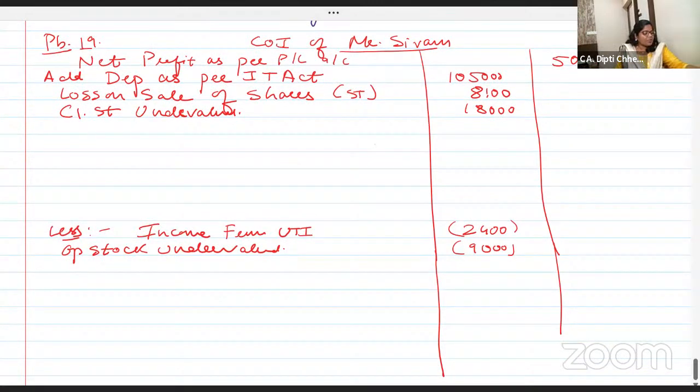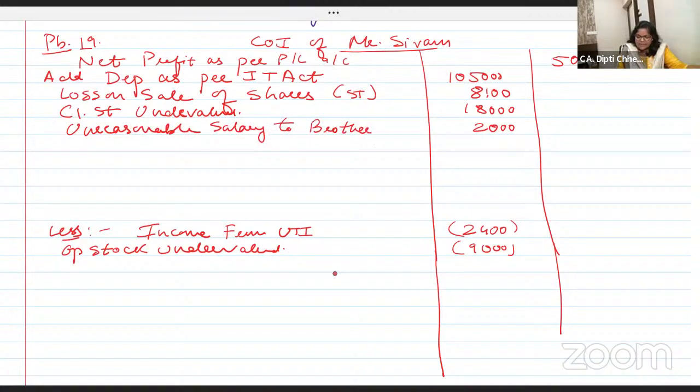Salary includes 10,000 paid to his brother, which is unreasonable to the extent 2,000. So 2,000 is disallowed. Unreasonable salary. You can pay salary to brother, but whatever is unreasonable is disallowed. Depreciation, next. Printing and stationery is completely paid in cash.